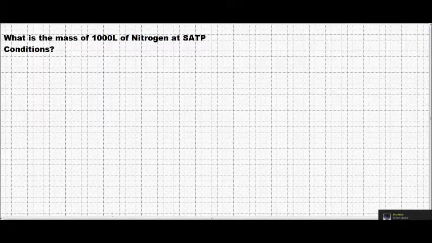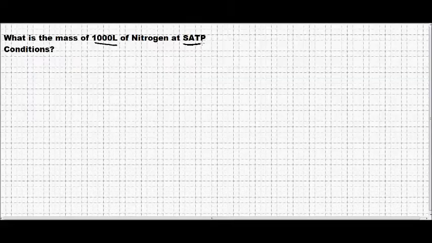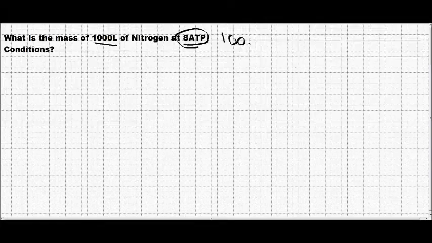Alright, so the first thing we should do when we get a question like this is write down all the variables that are given to us. So we know we have 1,000 liters of nitrogen. So this is going to be our volume. We know we have SATP, and we know SATP is 100 kPa.